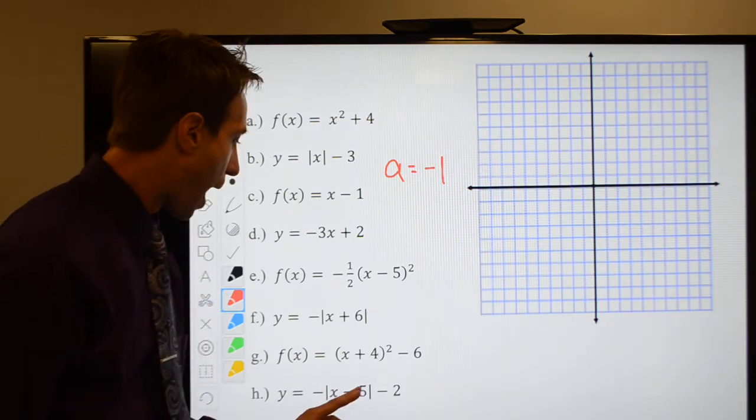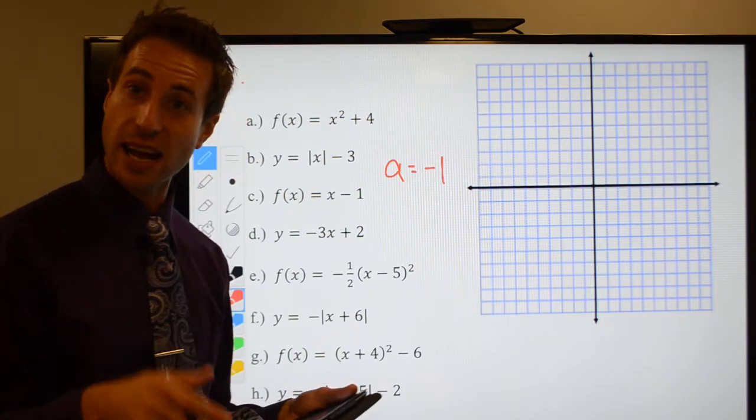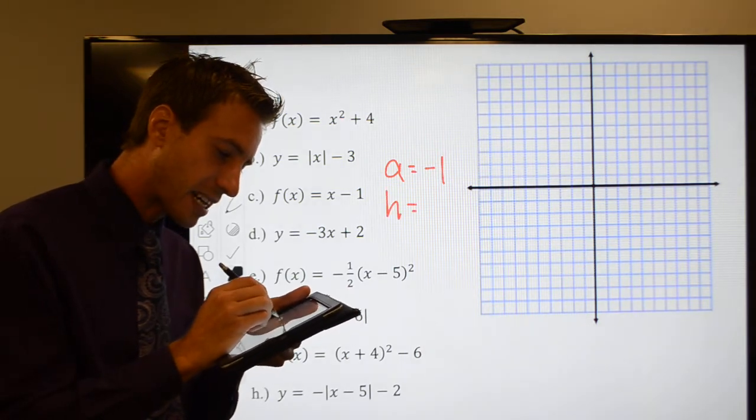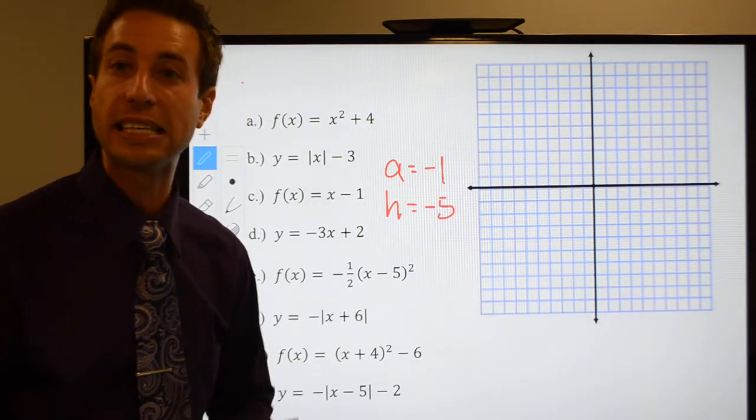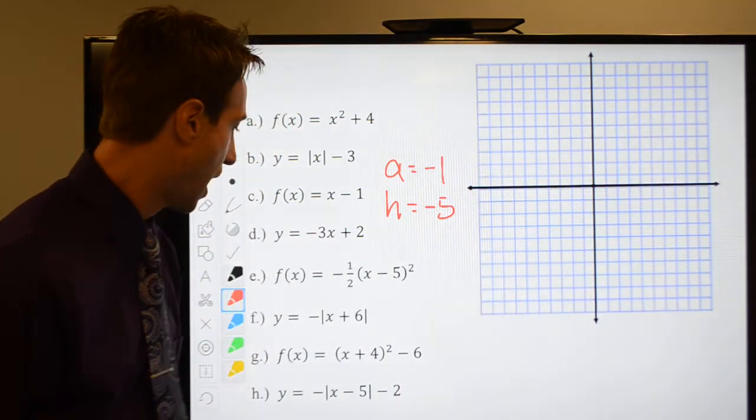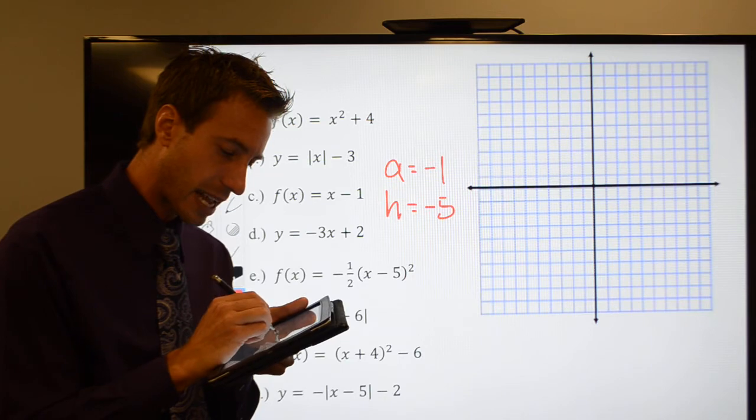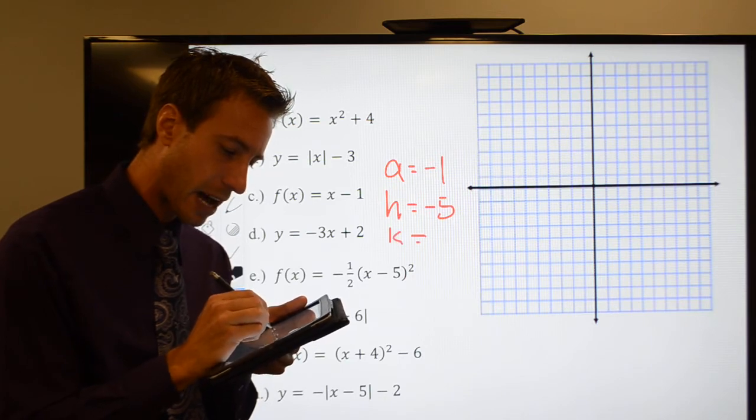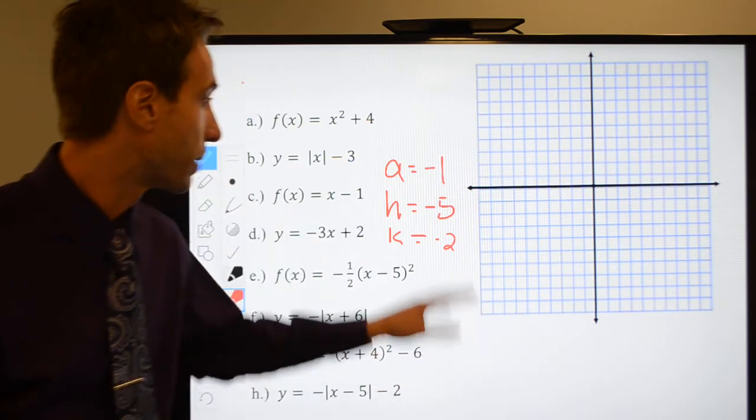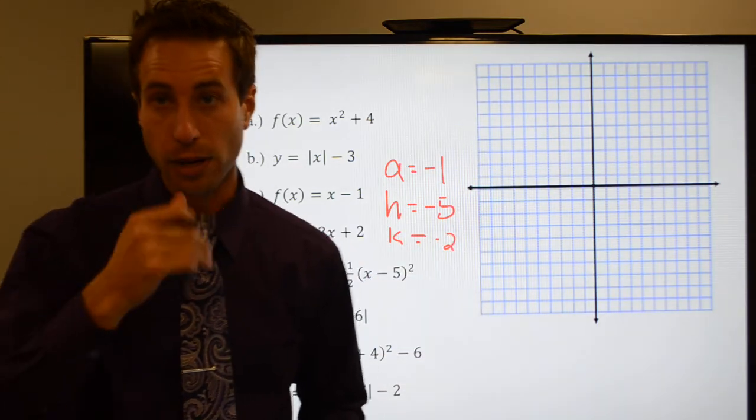Awesome. I have a negative 5 inside the absolute value sign. That's got to be my H. And because it's negative, I know I need to shift horizontally in the opposite direction. So I'm actually going to go positive 5. And then I got a plus 2 tacked on the end here, which is going to be my K value. And we know that the vertical shift works exactly the way that we want it to. Because it's a negative 2, I'm going to go down 2.